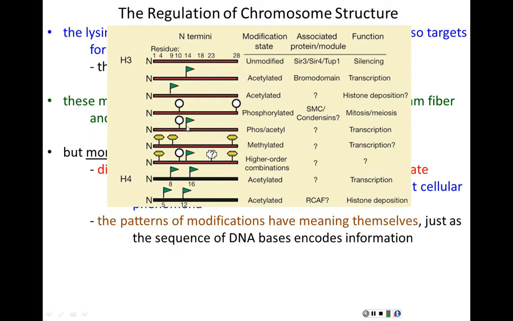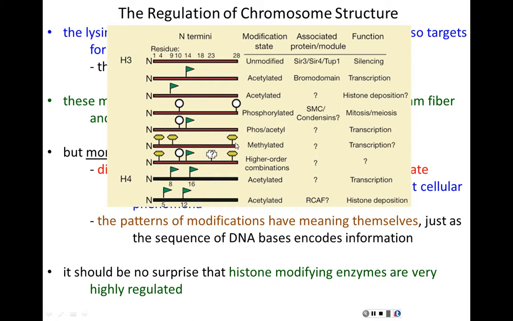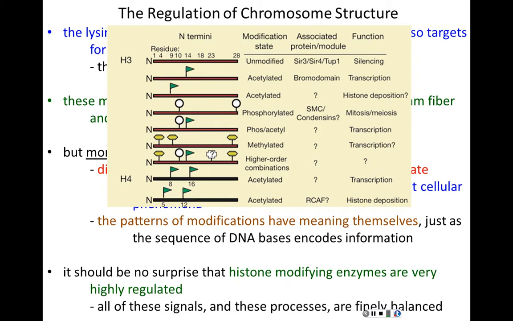Again, the main point here is not the details and what the signals mean. I will never hold you accountable for that, but the concept that we have a histone code, that the pattern of these modifications, phosphorylation here and acetylation here, means this to the cell. Methylation here, methylation here, methylation here means this to the cell. That is the histone code. The patterns of these modifications contain meaning to the cell, and the cell knows what to do with the DNA wrapped in these nucleosomes based on the histone code. Amazing. So hopefully it should be no surprise to you that the histone-modifying enzymes responsible for these patterns are highly regulated. This is a very fine balance of processes here. All of these signals mean something, and so all the processes that they are signaling must be regulated and balanced.